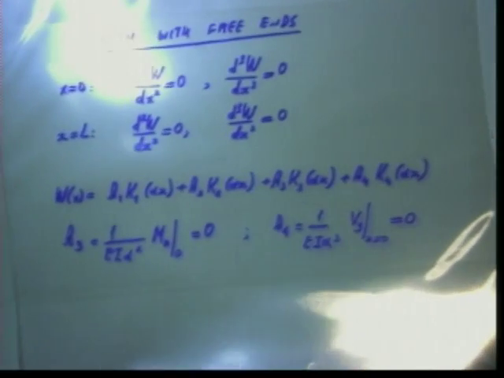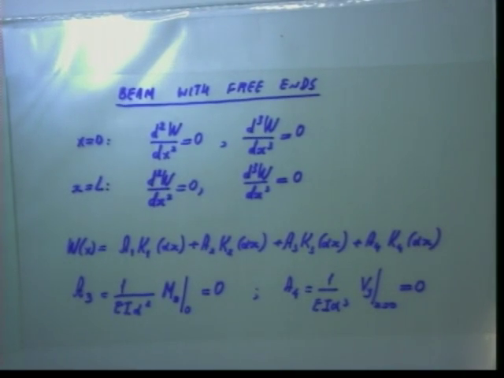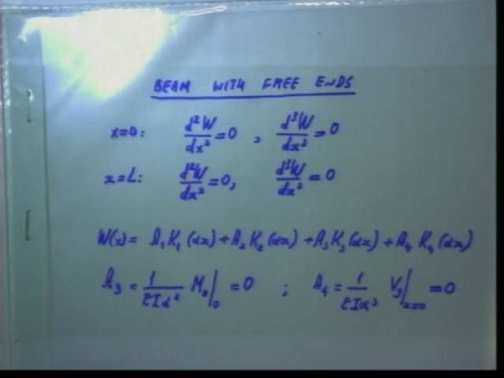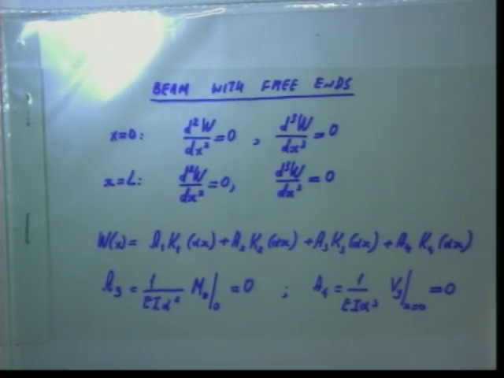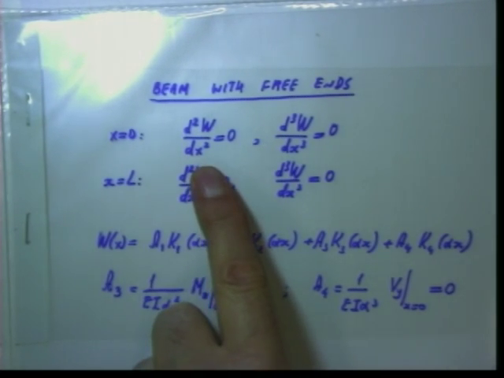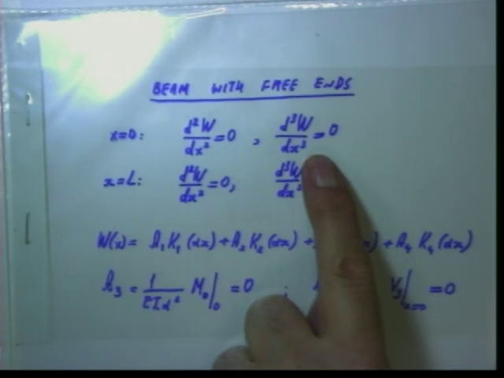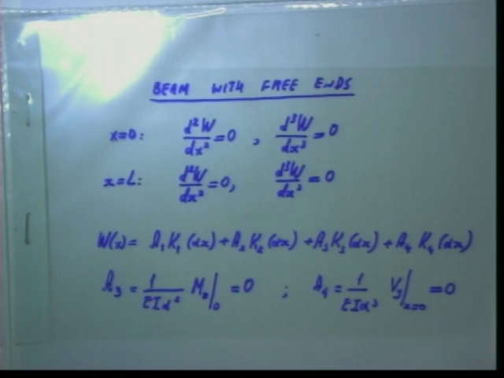Any questions on this topic? Okay, we will deal with the following case: beam with free ends. Now, a beam with free ends can also vibrate, say an airplane or missile or ship or a car. They are, so to say, beams that are free. So boundary conditions are then second derivative equals zero and third derivative equals zero, both at zero and at L.